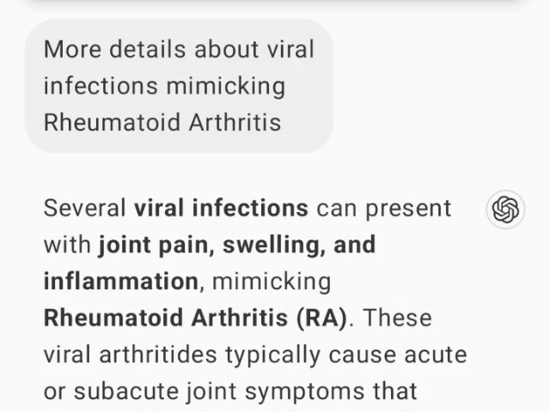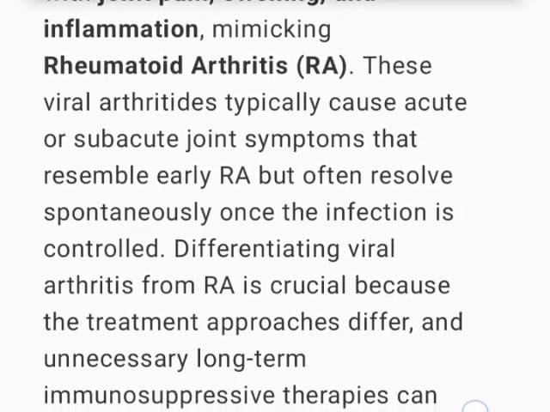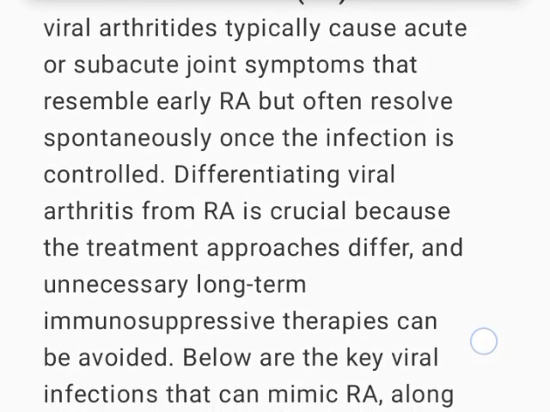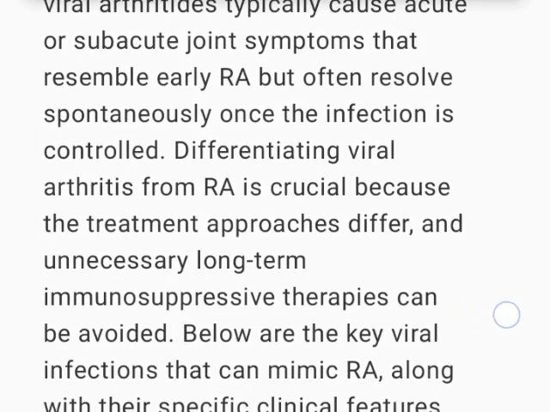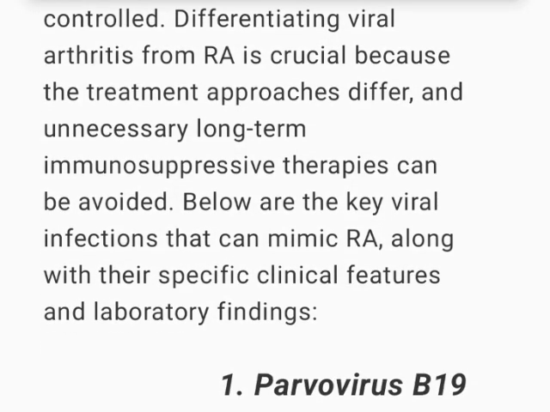Several viral infections can present with joint pain, swelling, and inflammation, mimicking rheumatoid arthritis, RA. These viral arthritides typically cause acute or subacute joint symptoms that resemble early RA, but often resolve spontaneously once the infection is controlled.